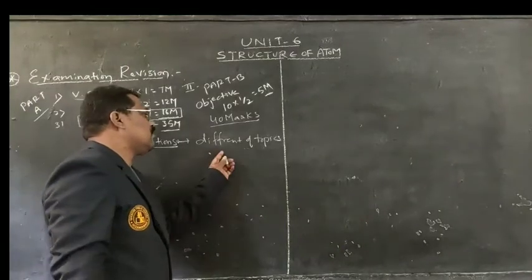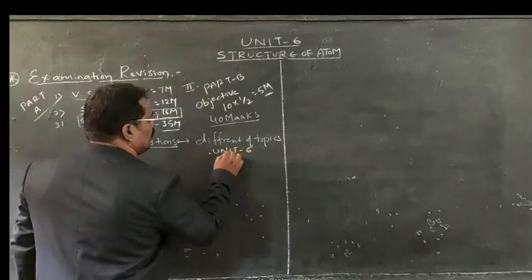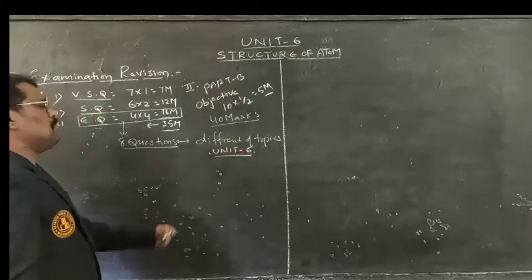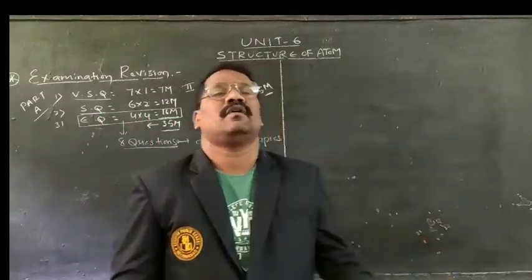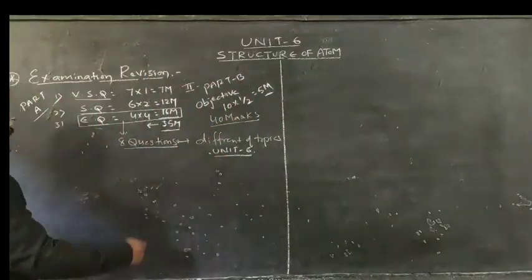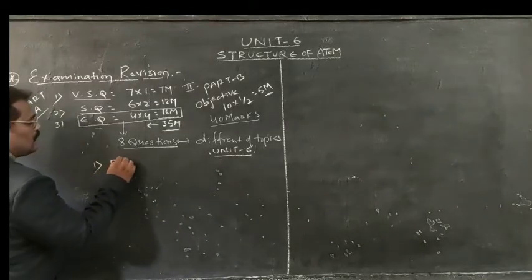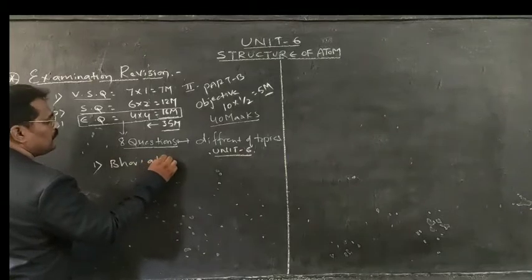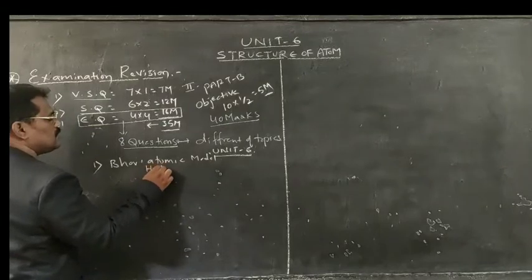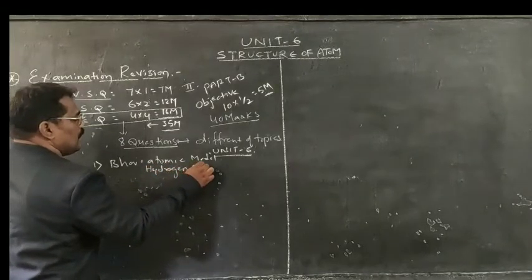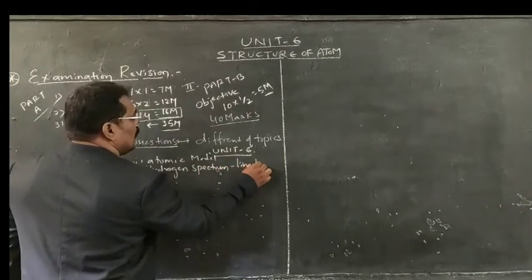As we are revising 8 questions from different topics of a chapter, Unit 6, maximum 90% of the syllabus can be covered from this chapter. What questions can we expect? The first question is the Bohr atomic model based upon the hydrogen spectrum. Hydrogen spectrum means single electron spectrum, and its limitations.